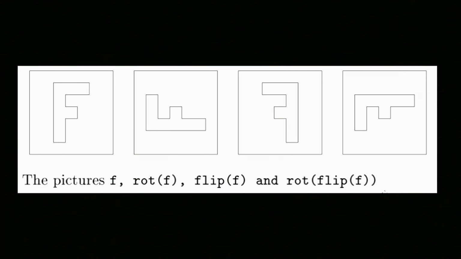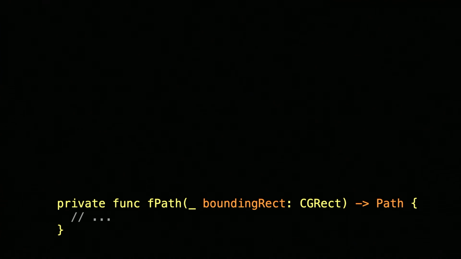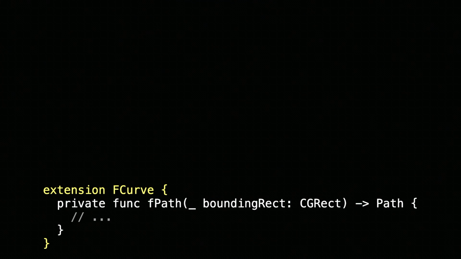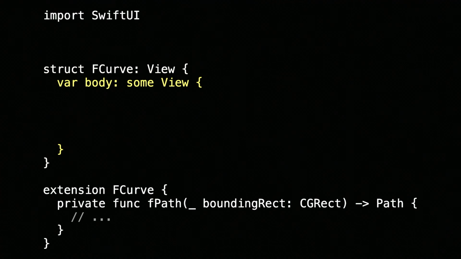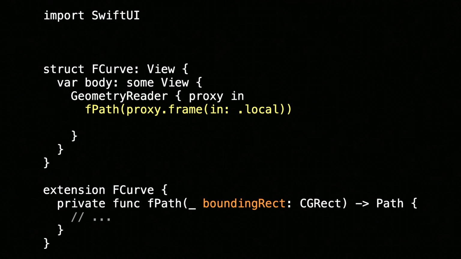This was the first 4 pictures that Henderson said, well, let's implement this. And so the F, I'll use that same basic function, but I'll put it inside of something called F-curve. And this struct F-curve has a body. And the whole reason I do this, you SwiftUI people, is I need to know the size of the box that it sits in. And I use a geometry reader for that. And I pass in the frame to my F path.